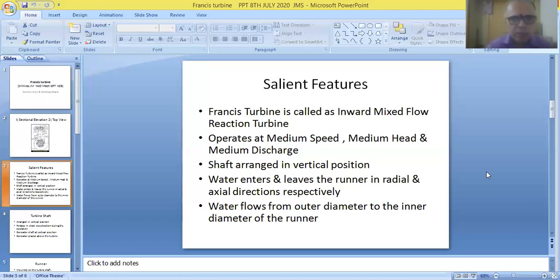And apart from that, we have talked about the arrangement of the shaft. It's held in vertical position. So the generator shaft must also be held in vertical position. Therefore, the generator will be coming above the turbine. So in the case of Francis turbine, the generator will be placed above the turbine. These are the arrangements to be made for operating the Francis turbine.